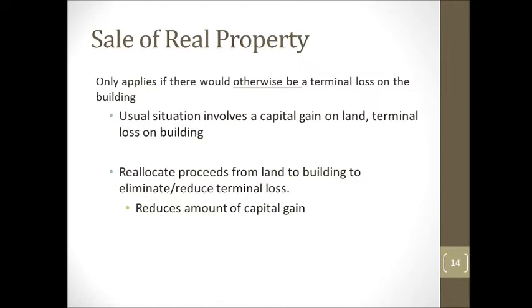The way the tax rules work is to limit the amount of any terminal loss which might result on the disposition of real property. Basically, some of the proceeds from the land are reallocated to the building to reduce the terminal loss on the building by an amount up to the potential capital gain on the land.